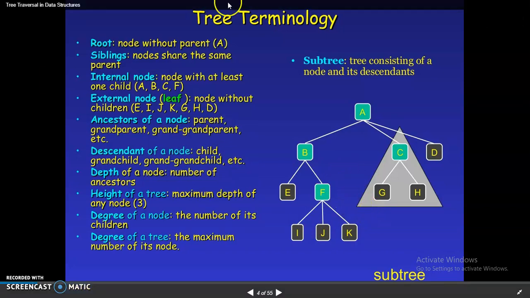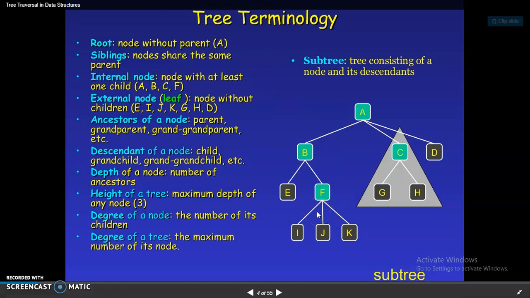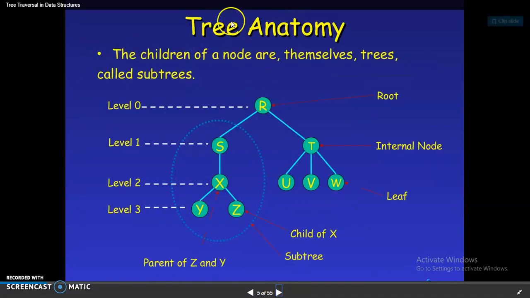These are all the different words that we will use in tree explanation or tree programming. Next, tree anatomy. Tree anatomy means the different parts of the tree. This is the root node. S and T are the internal nodes, and the nodes which do not have any child nodes are called leaf nodes. That is U, V, W, Y, and Z.